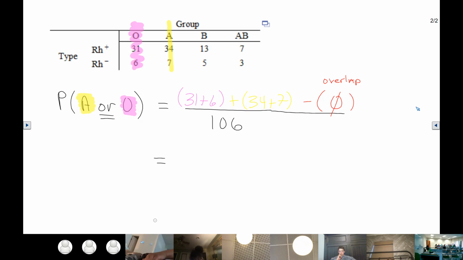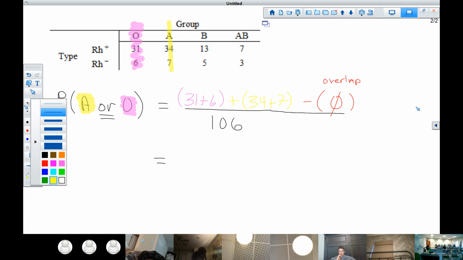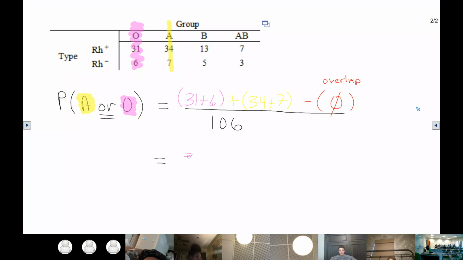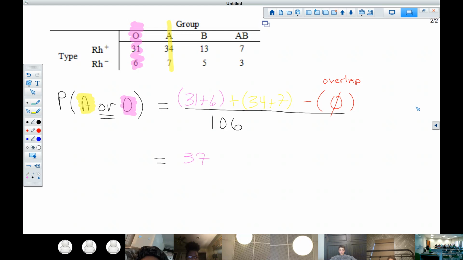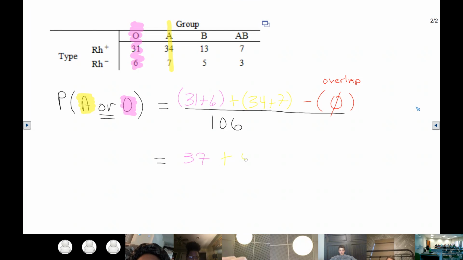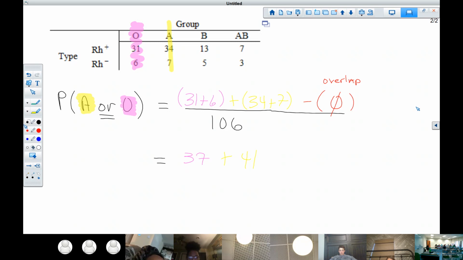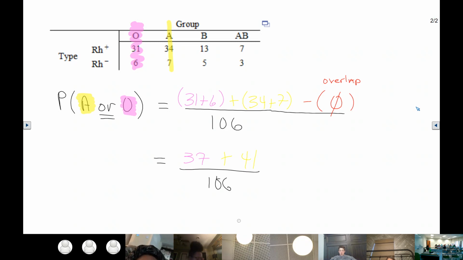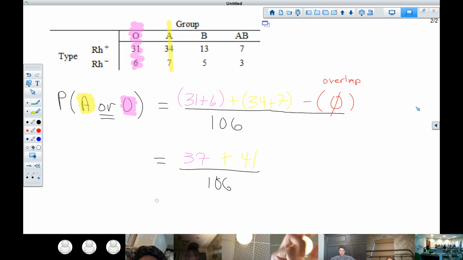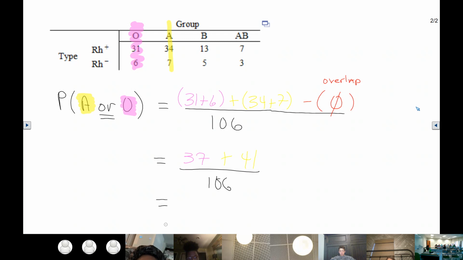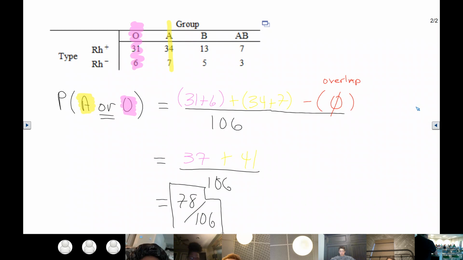All right. So 31 plus 6 is what? 37. Plus 41 over 106. And that comes out to be what? 78 over 106. And reduce the fraction, or put it in a decimal, depending on what the directions say. Now that is an example of an additive law with no overlap.